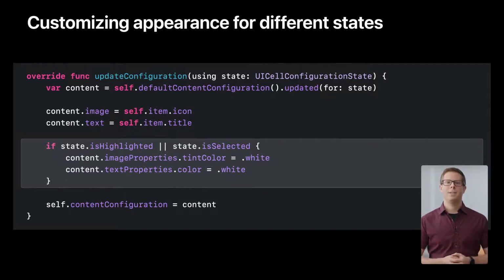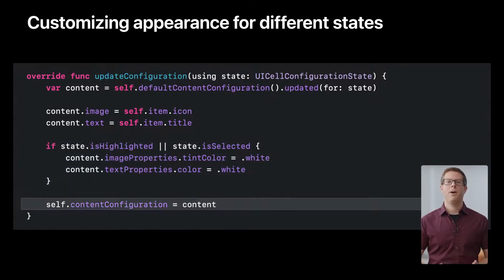Here, we're checking to see if the state is highlighted or selected, and if it is, we're setting the image and text colors to white. For any other states, we don't set the colors at all, which means we're using the configuration's default colors.